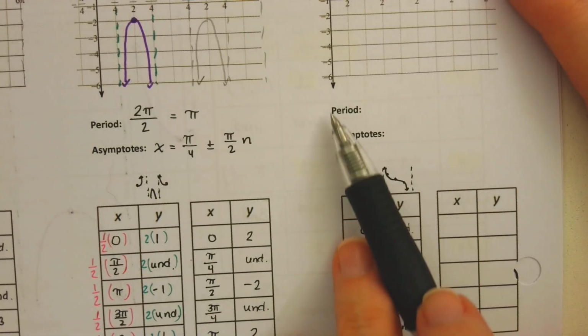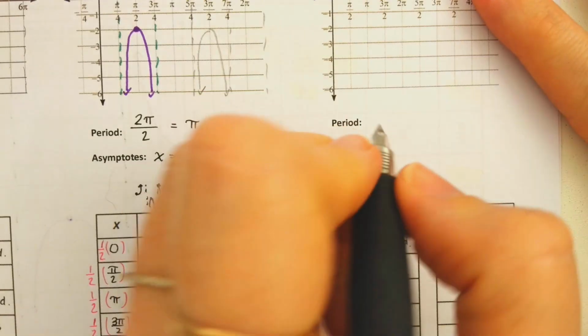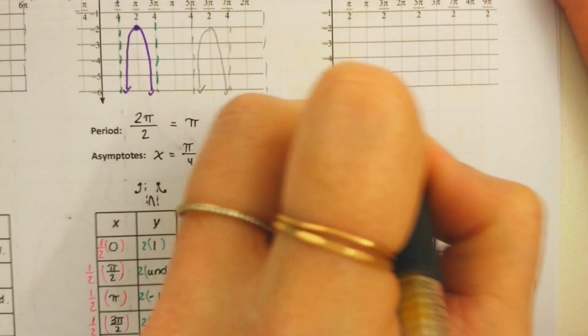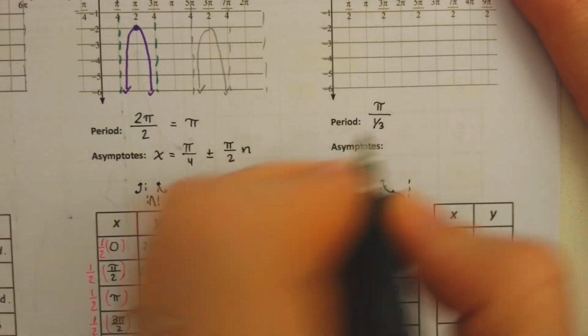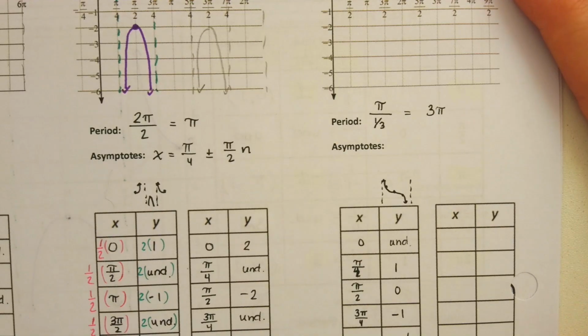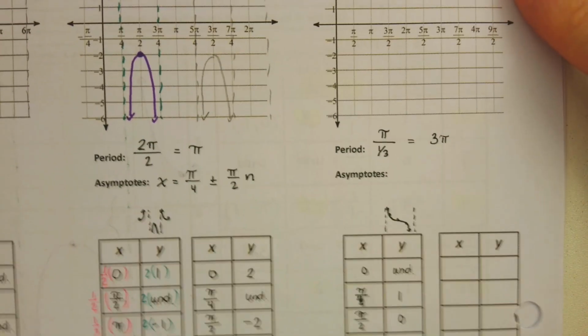Let's calculate the period. Remember, the period was different than it was for cosecant and secant. This one is just pi over b. And b is 1/3, so pi over 1/3 would turn into what when you divide? 3 pi. Very good. 3 pi is our period. All right, let's do some calculations.